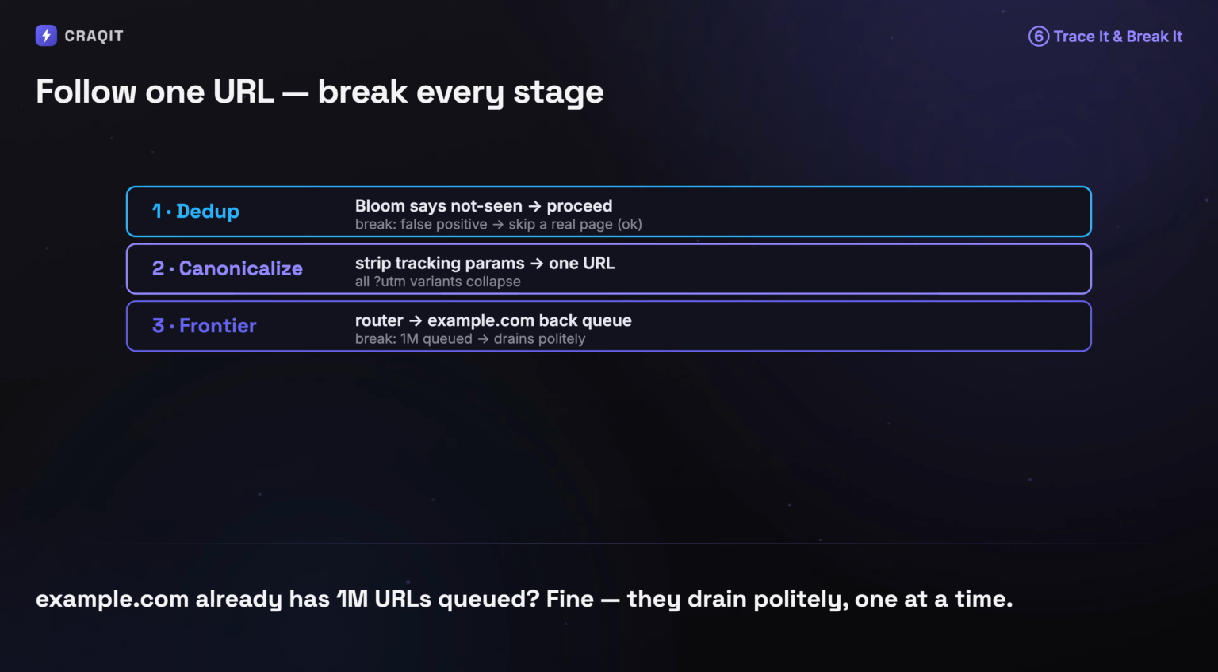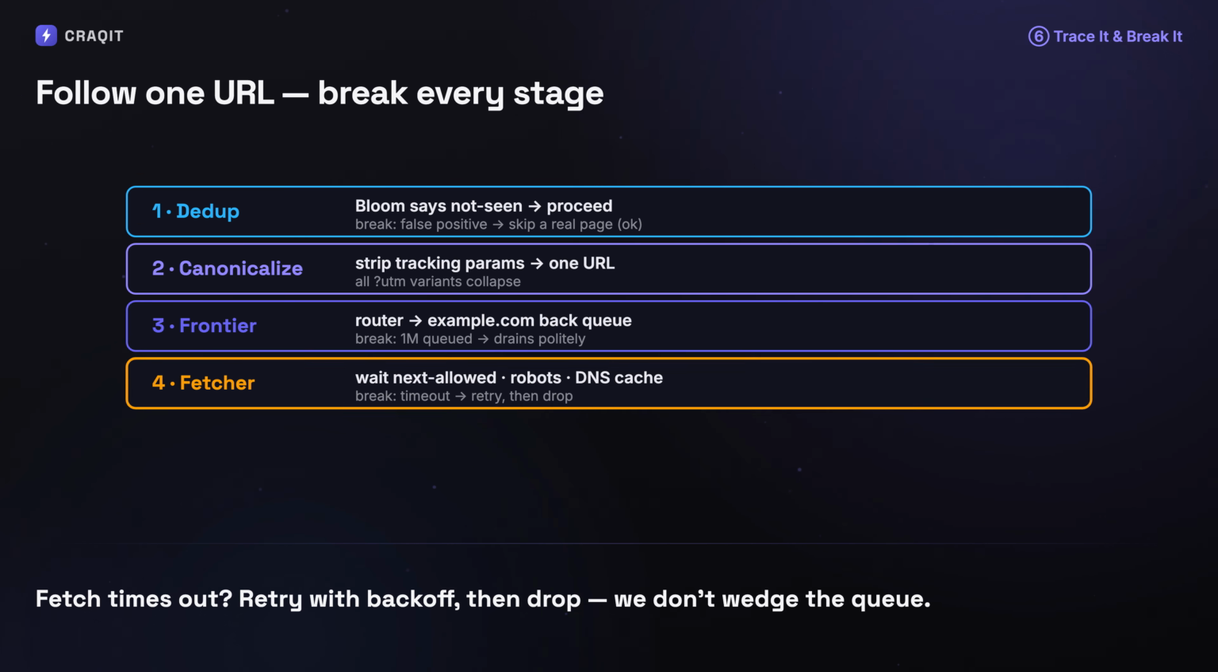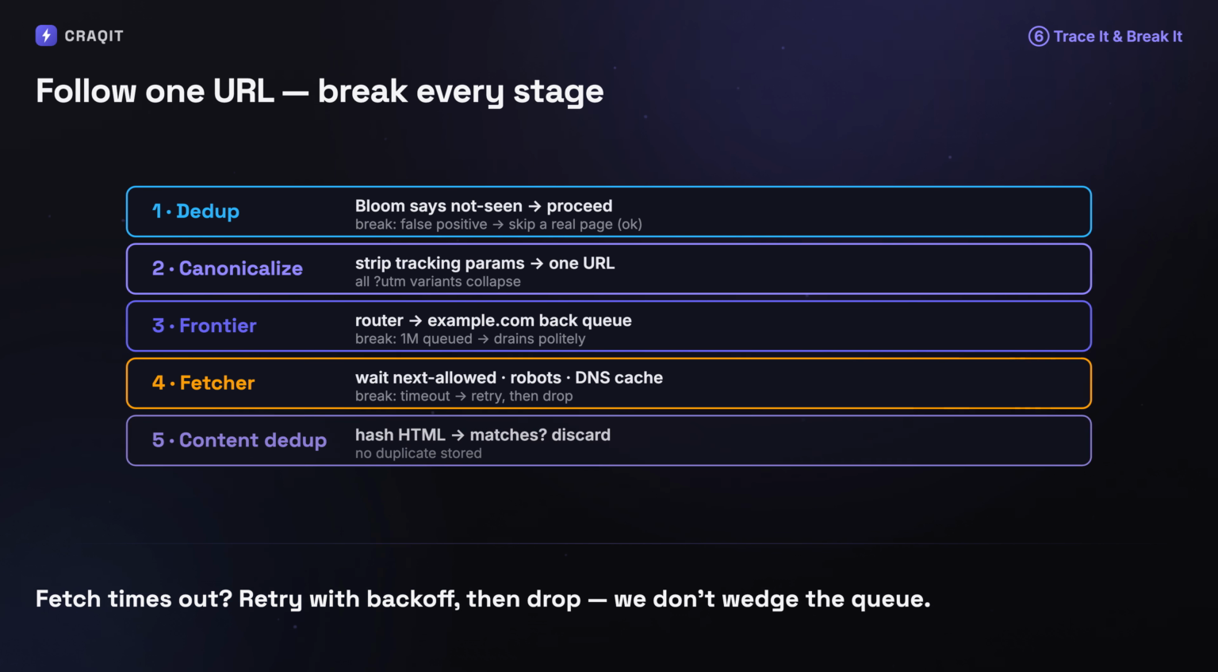Stage 4, the fetcher waits until the domain's next allowed time, checks the cached robots.txt, resolves DNS from cache, and downloads. Break it. The fetch times out. We retry with backoff. And after max attempts, we drop the URL. We don't wedge the queue.